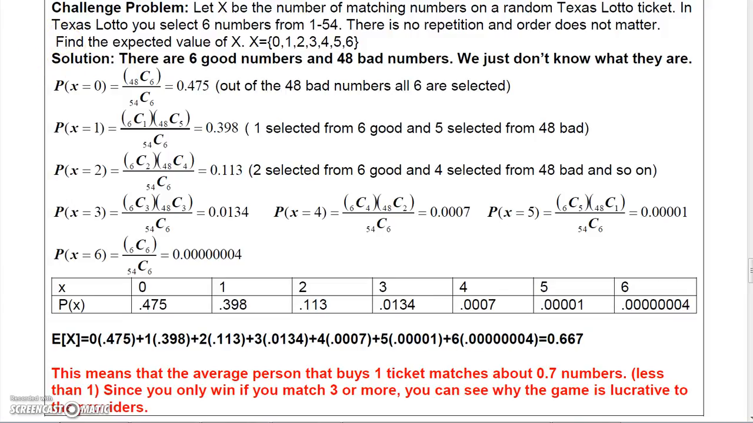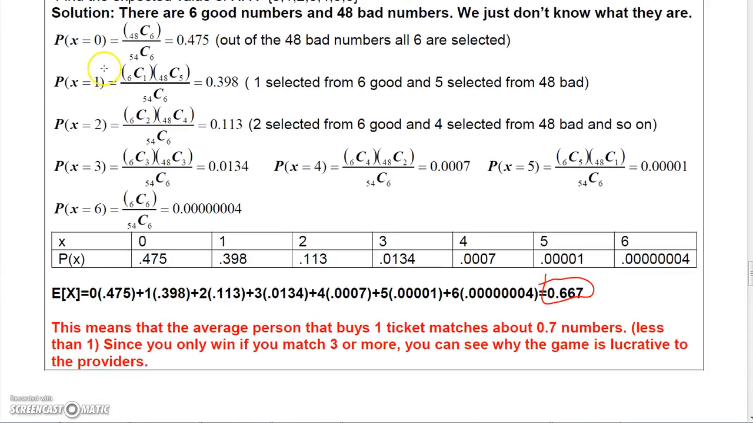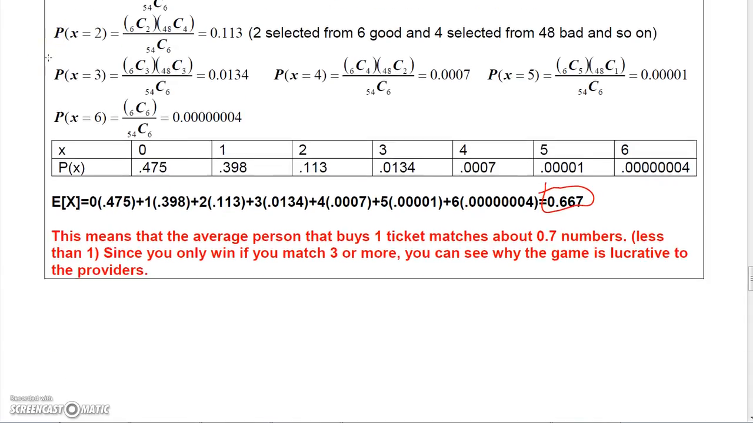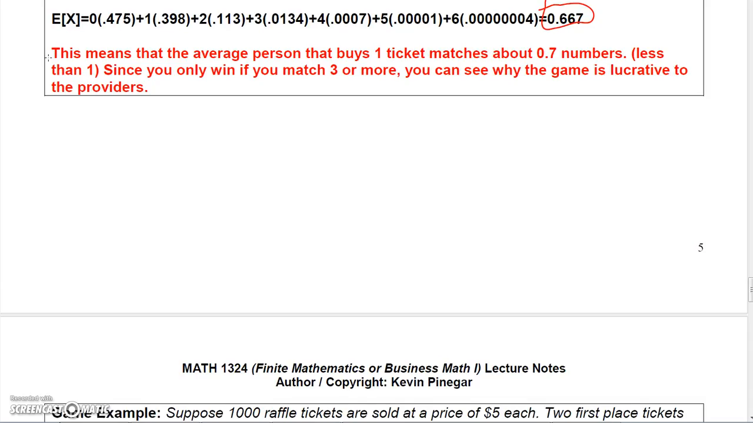Now basically, I won't go through the probabilities, but I found the probability of no matches, the probability of getting one match, two matches, three matches, four matches, five matches, and six matches. And I put them in the table here, and then when I multiply each value by its probability and add them together, I got 0.667. So basically what that tells you is that the average person that buys a lotto ticket in this game is going to match less than one number, which is interesting because you have to match three numbers to even make a profit.